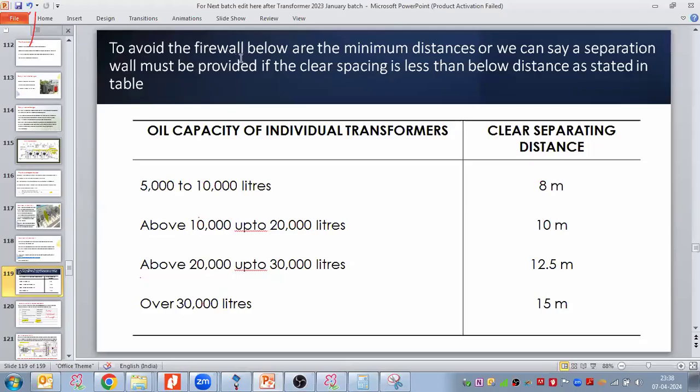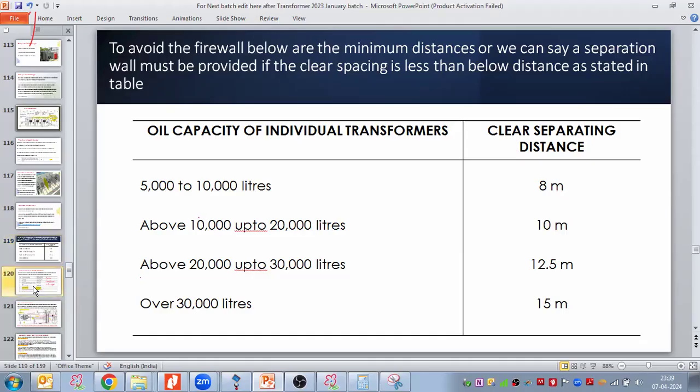If in this range, minimum 8 meter clear separating distance is required. A separation wall must be provided if the clear distance is less than the distance stated in the table. For 5,000 to 10,000 liter, 8 meter. If my oil capacity is up to 20,000 liter, then 10 meter; 30,000 liter, then 12.5 meter; above 30,000, then we have to provide minimum 15 meter spacing. Am I clear?